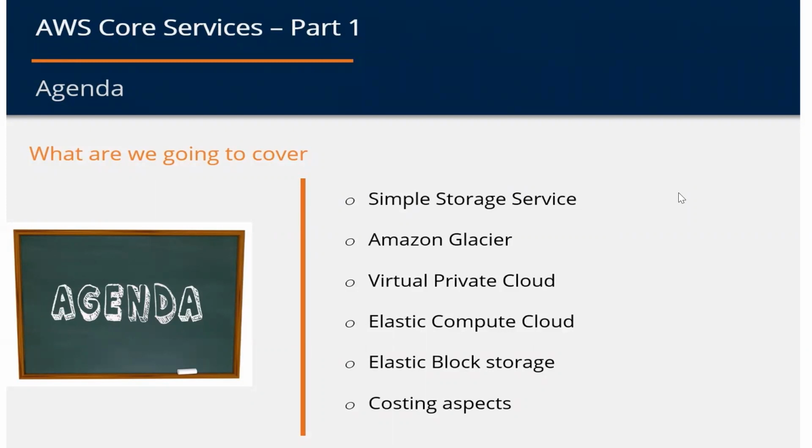So this class, let us dig a little deeper into it. This is the agenda. Today we are going to discuss what is Simple Storage Service, called S3, and Amazon Glacier, and Virtual Private Cloud, and Elastic Compute Cloud, Elastic Block Storage, and costing aspects. I may not be able to cover all of them because today I'm planning a few hands-on exercises.